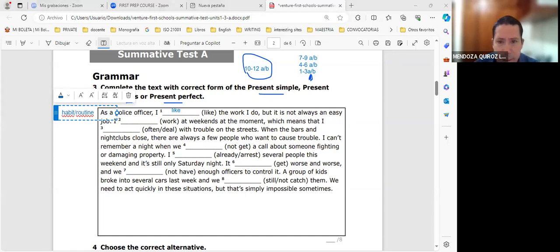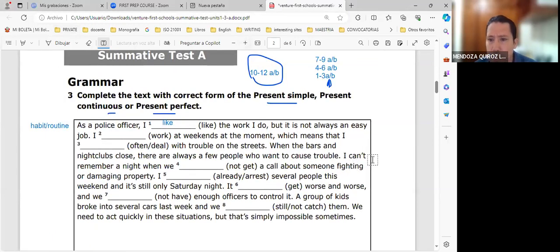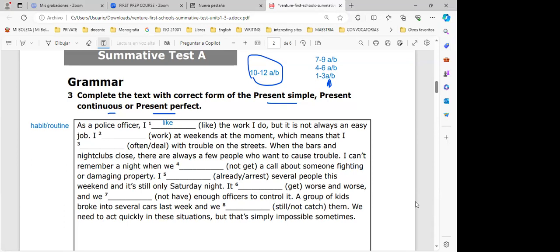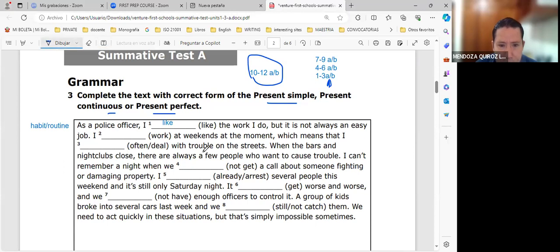Let's get started. Any volunteer for number 2? I'm going to do the eeny, meeny, miny, mo. Naomi, maybe you would like to start? Work. Yeah, but look at this. It says at the moment.